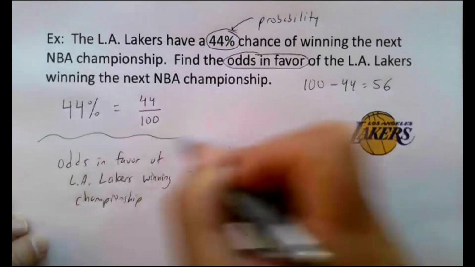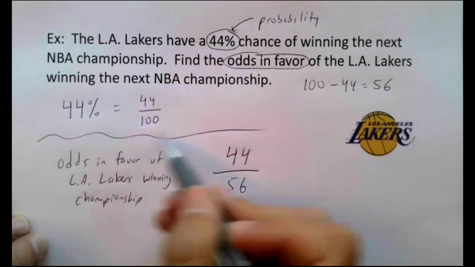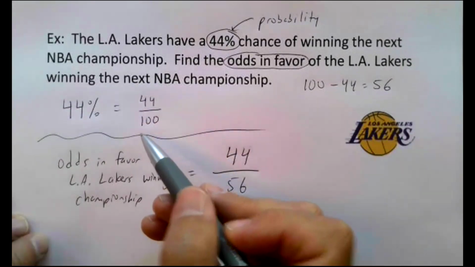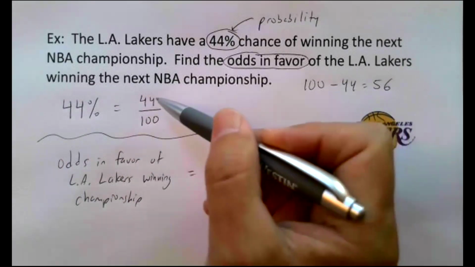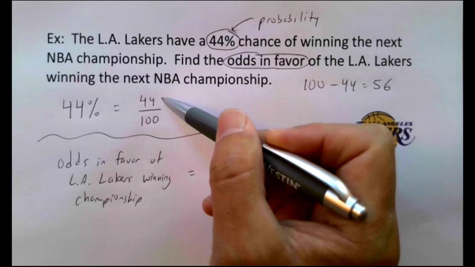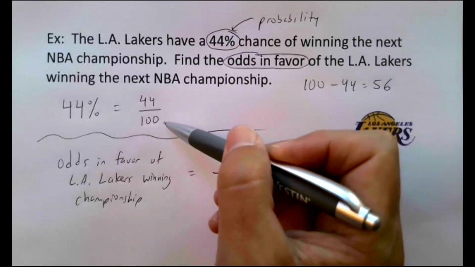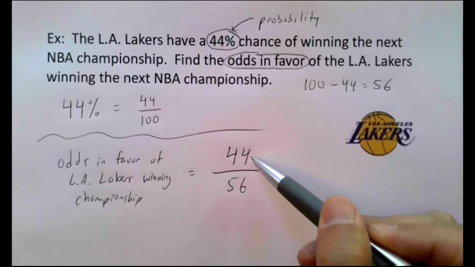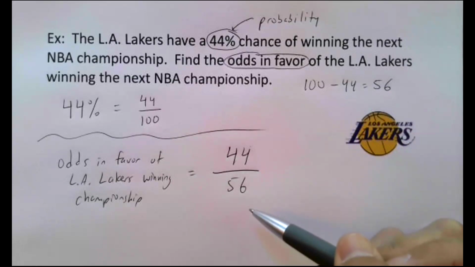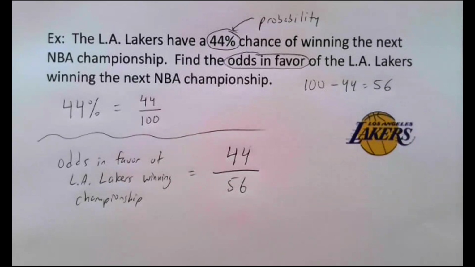Okay. So again, this is a probability answer up here. We're saying if we replayed that season 100 times, we would expect the Lakers would win 44 of the championships. But that means they would lose the rest. So what is the rest? We'll subtract, you get 56. That means they would win 44 times and they would lose the other 56. That's what we think would happen. That's what we mean by odds in favor.